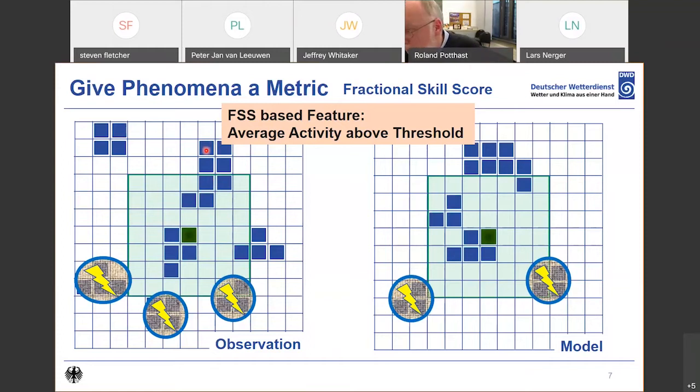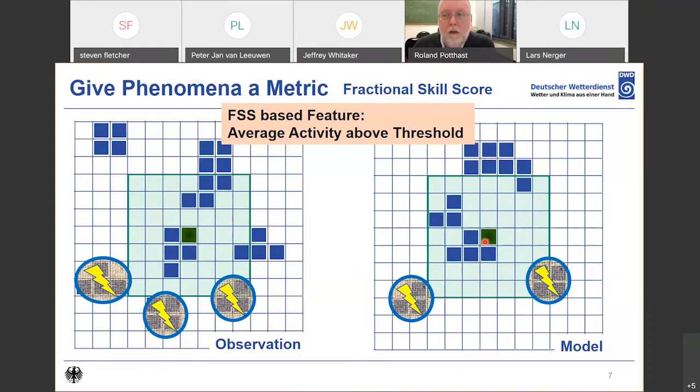Now you take a point and you count the number of events in a particular radius. You take this number and divide by the total number of possibilities, and the same for the model and the observations. Then you have a number you can compare, and it's basically a part of the fractions skill score. For the score, you sum them all up, but here you take them point by point over your domain, and then you can do an assimilation. You calculate this for all ensemble members, and you feed it into the standard LETKF.